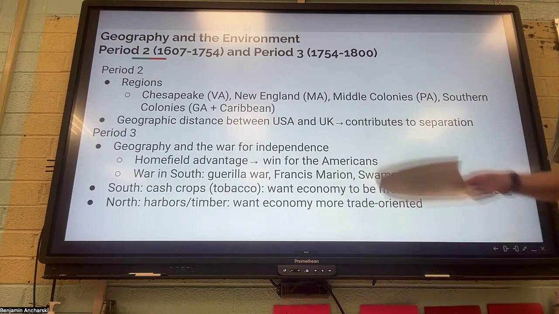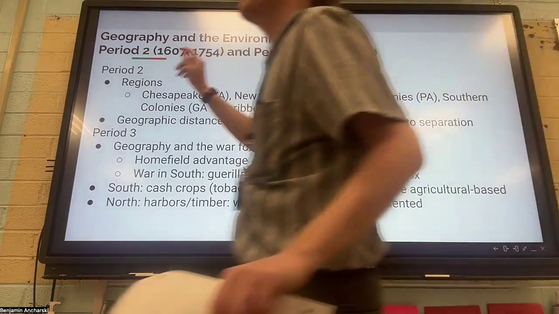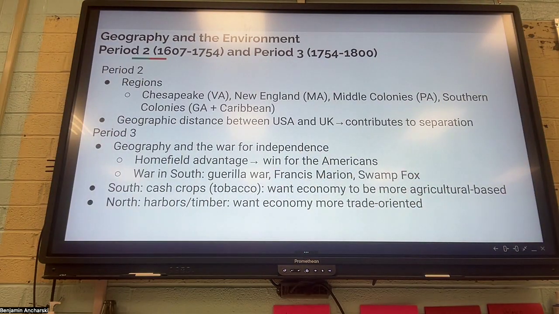All right. Now, moving ahead a little bit. In terms of the regions for English colonization, the first English colonies are going to be right here in the Chesapeake. The AP sometimes likes to use this term, so you need to know what it refers to. The Chesapeake is Virginia and Maryland.